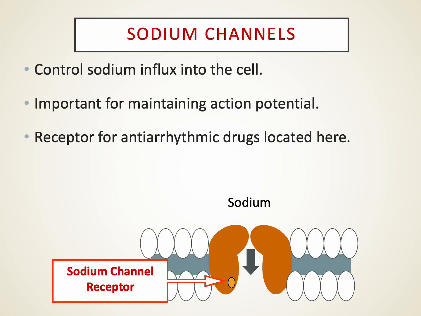There are sodium channels on the surface of cardiac cells, and there's a receptor at that sodium channel that allows the channel to open up or not. It's important for maintaining the action potential. There are receptors for some antiarrhythmic drugs on this sodium channel. The electrical charge will control the degree to which sodium will enter into the cell.